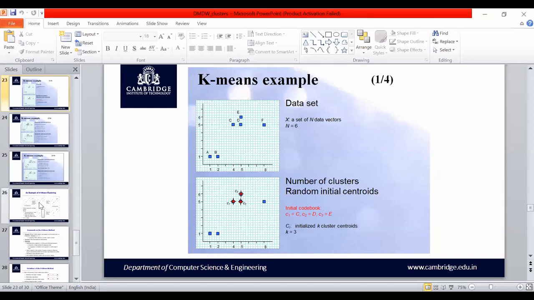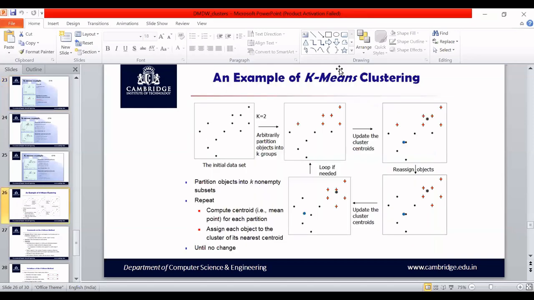So next, we will see one more example. This is your initial data set. Arbitrarily, we will first choose the centroids and then we will start with the k-means clustering algorithm. Once new clusters are updated, you will reassign the objects with respect to your new centroids. Once you update the new centroids, you will continue this process until the mean of the centroid values are the same.